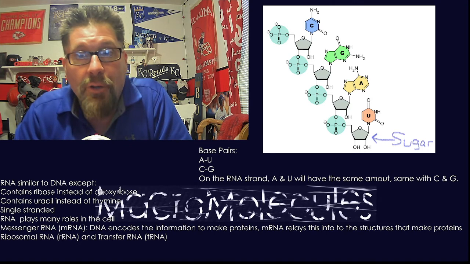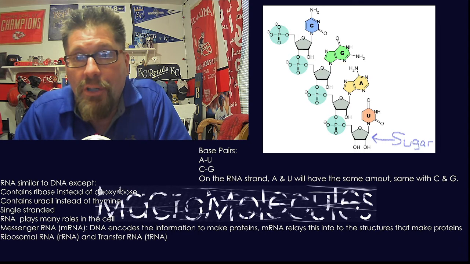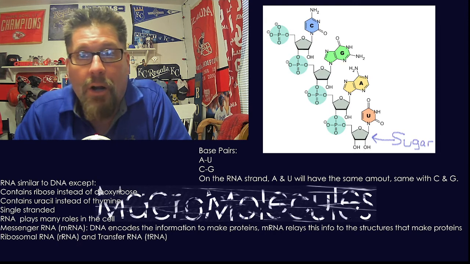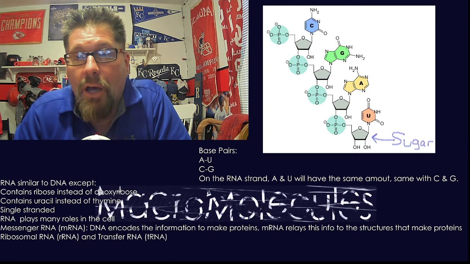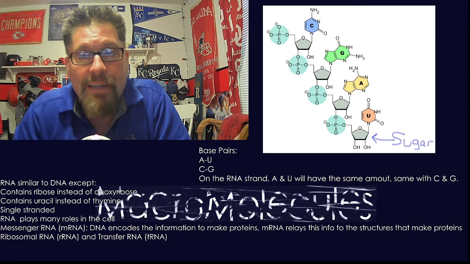Again, base pairs, just like DNA. A pairs with U, C pairs with G. What that means is that on an RNA strand, A's and U's should have the same amount, C's and G's should have the same amount.